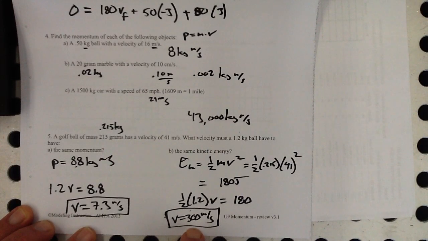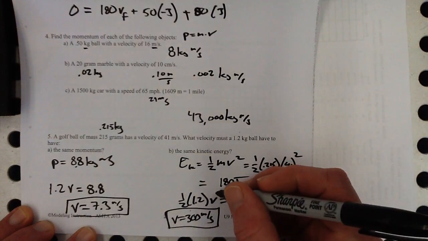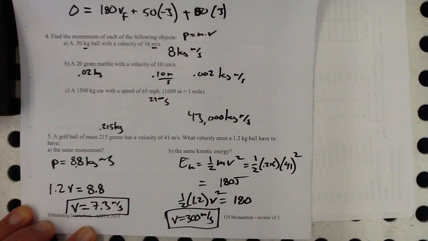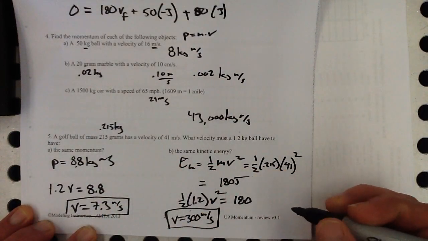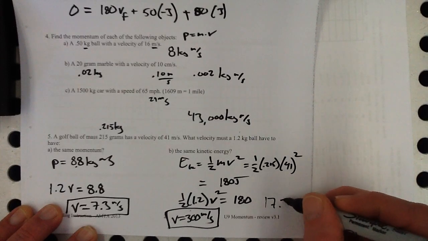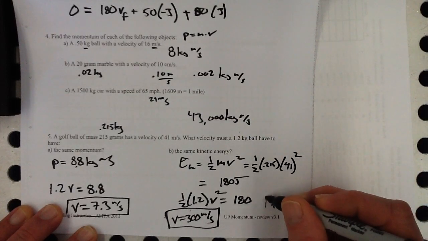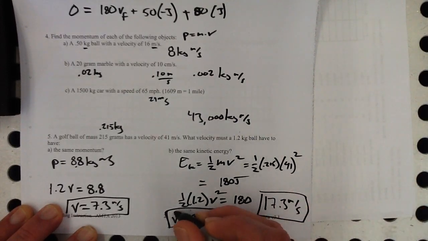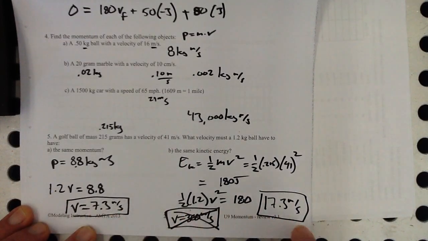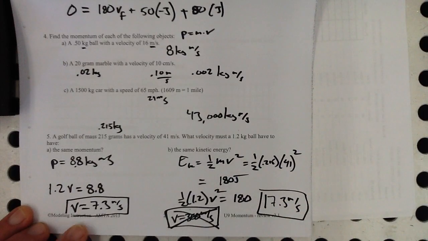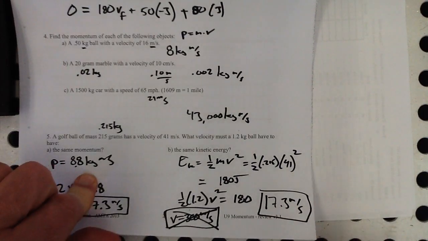Oh no, not true. Forgot to square root. You have to be going the square root of that fast, which is still bigger than this. So instead of 7.3, it's 17.3. Yeah, that was freaking me out for a second. If you want the same kinetic energy, you're going to have to be going faster.